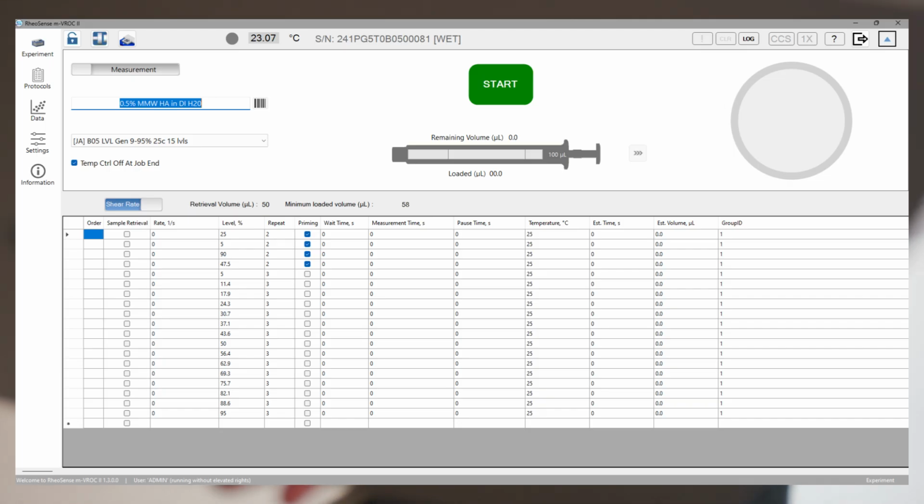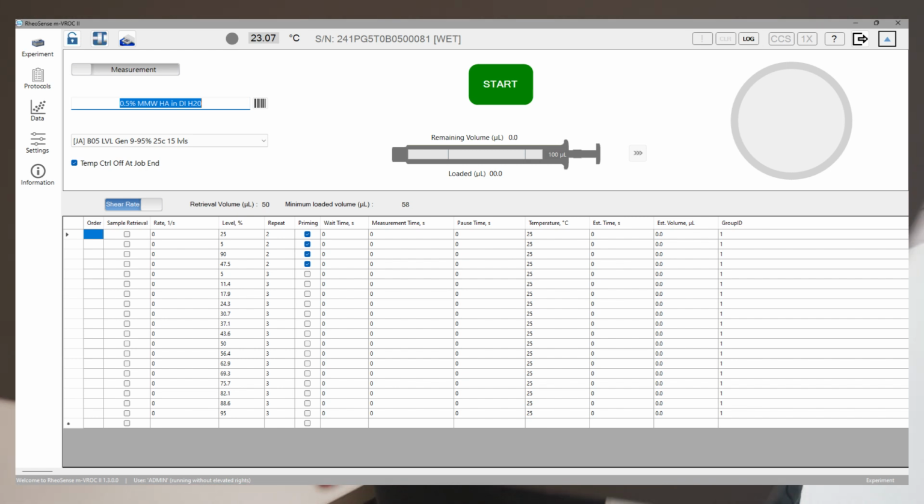So once the sample is loaded into the instrument, you have to set up your experiment using the software. So here we set up an experiment where it goes through different levels, which will correlate to different shear rates to test our sample. This will test if it's Newtonian or non-Newtonian, as well as the non-Newtonian behavior.